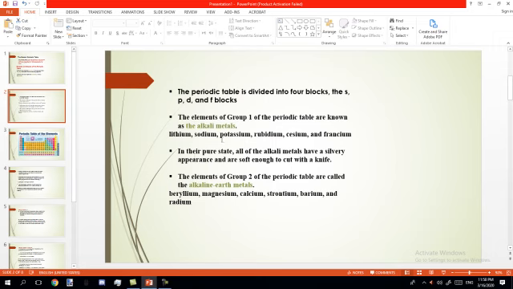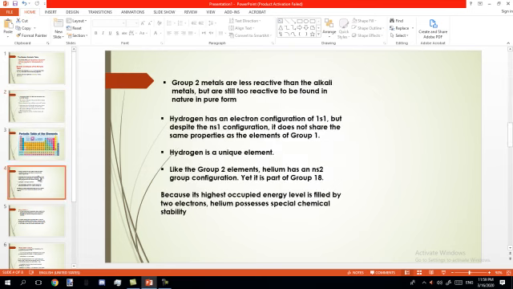Now we say that the elements of group 1 of the periodic table are known as the alkali metals, which are lithium, sodium, potassium, rubidium, cesium, and francium. In their pure state, all of the alkali metals have a silvery appearance because they are metals, and are soft enough to cut with a knife. The elements of group 2 are called the alkaline earth metals. These are beryllium, magnesium, calcium, strontium, barium, and radium. Group 2 metals are less active than the alkali metals, but are still too reactive to be found in nature in pure form.